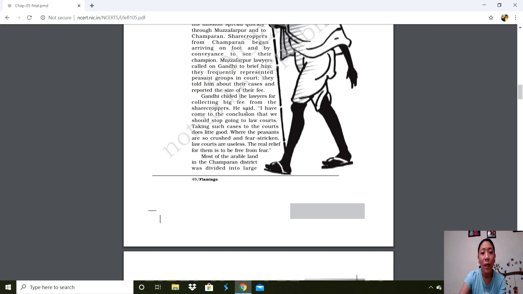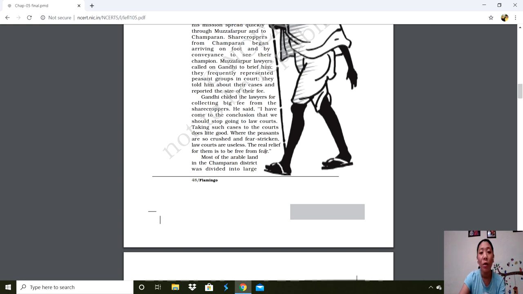He said, I have come to the conclusion that we should stop going to law courts. Taking such cases to the courts does little good. Where the peasants are so crushed and fear stricken, law courts are useless. The real relief for them is to be free from fear.